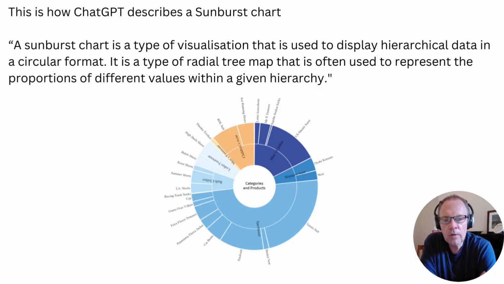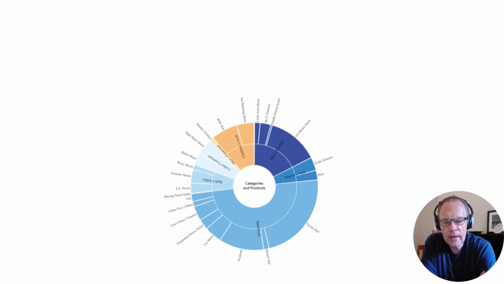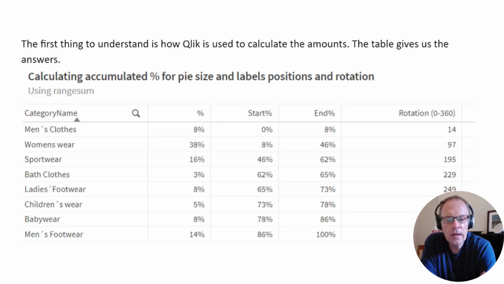Okay, so I used ChatGPT to get a bit of a description of the Sunburst chart. It's a visualization that displays hierarchical data in a circular format. Go figure. So in terms of the way Qlik needs to do things, it needs to calculate some percentages and some values and then a rotation around those things. So on the next couple of pages, we'll just quickly look at how it does that.